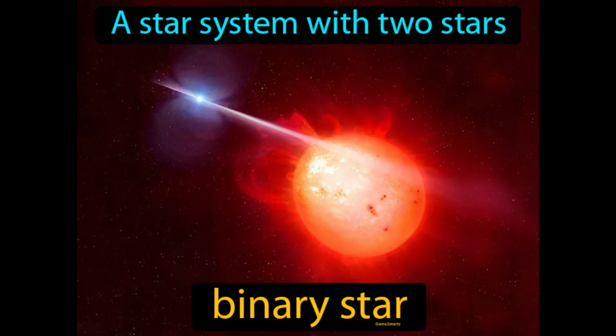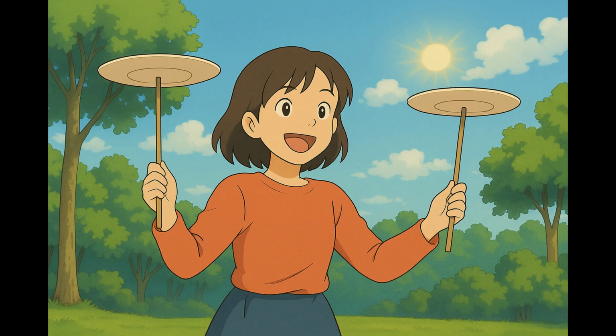A star system with two stars. Binary star. A binary star is a system where two stars orbit around a common center of mass. Imagine trying to balance two spinning plates on sticks at the same time. This task is similar to how a binary star system operates, where two stars orbit around their common center of mass, much like how you must keep both plates simultaneously spinning and balanced.